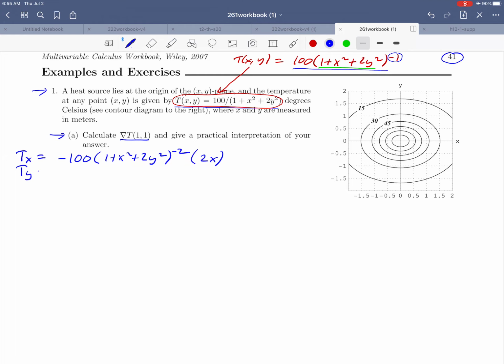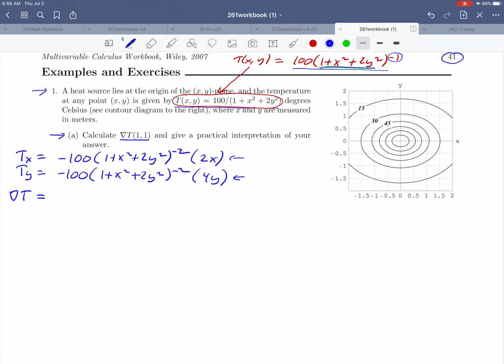Okay, and T_y, very similar calculation. So if we use the power rule there, it's going to start off the same way. Now we're going to be multiplying by the derivative of the inside with respect to y. That's going to give us a 4y. Everything else is going to go to 0 when we take that derivative. Okay, and so the gradient of T, by definition, has as its components these two partial derivatives.